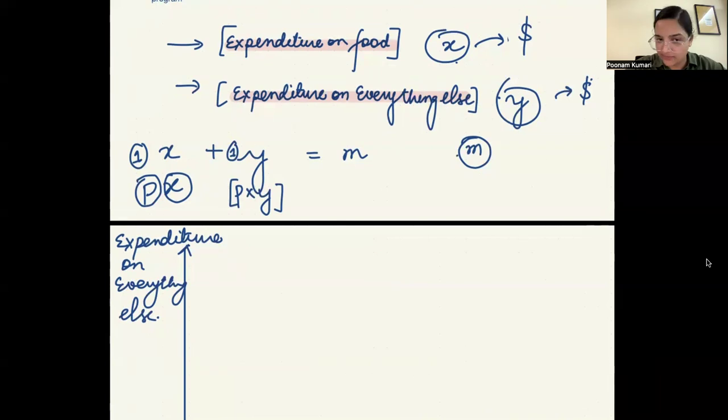Ma'am, how are we taking money as units? Money is my good, not food. My good is how much expenditure I am doing on food. So if I'm spending $1 more on food, how many more units of expenditure am I doing on food? 1 unit.